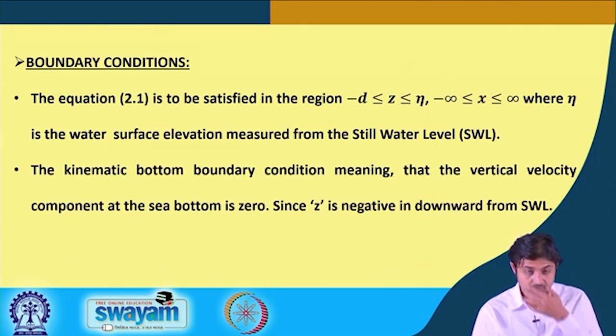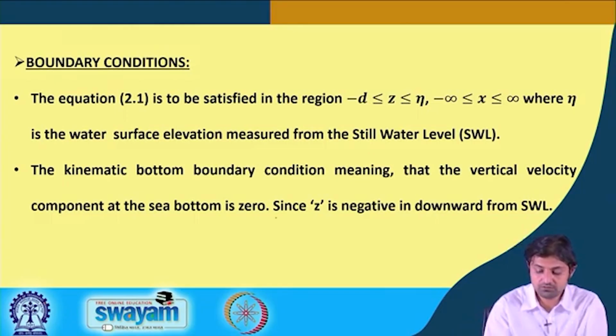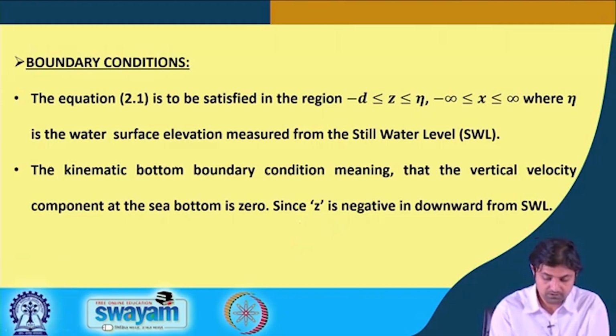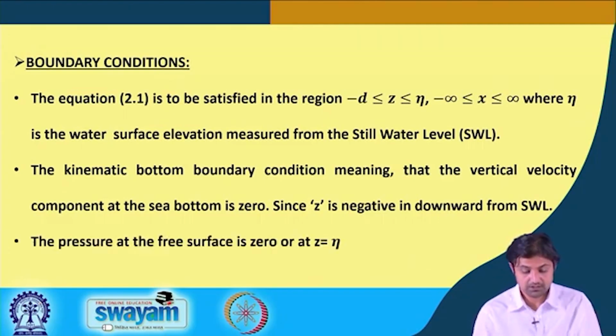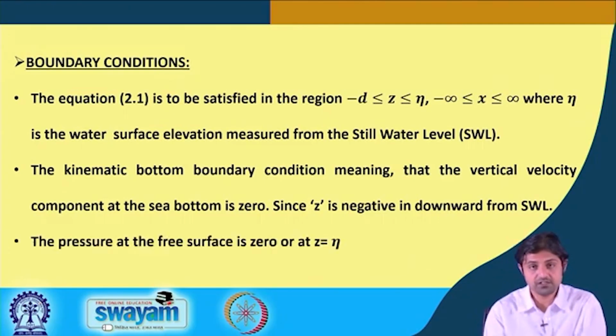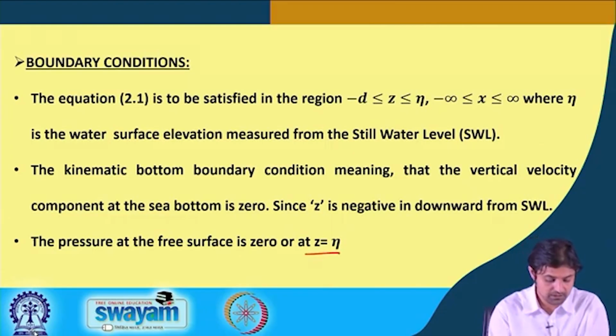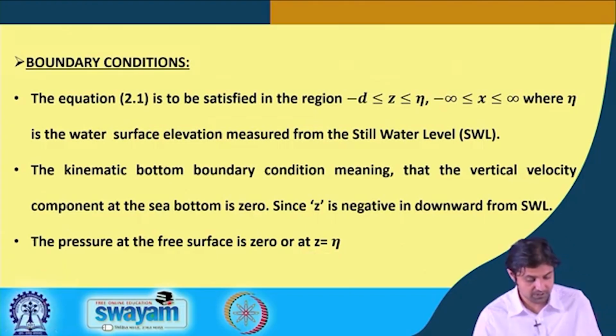All right. The kinematic boundary condition, meaning that the vertical velocity component at the sea bottom is 0, because at the sea bottom we have already seen that w should be 0. This is one of the conditions, and the pressure at the free surface is 0, atmospheric pressure, but we have assumed it to be gauge pressure, p is equal to 0 at z is equal to eta. These are the boundary conditions.